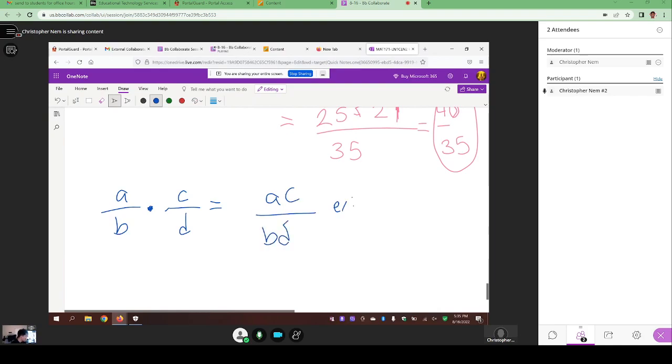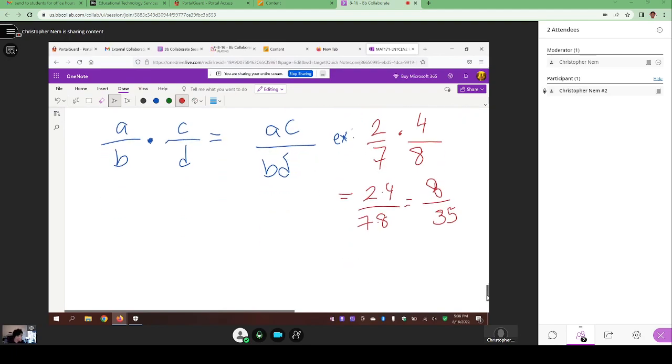Example, let's say we have 2/7 times 4/8. If I wanted to simplify that, we just do 2 times 4 over 7 times 8, which is going to give us 8 over 35. That is it. Multiply the top with the top, the bottom with the bottom. That is how we multiply. Now, I will talk about division because that might cause problems. Subtraction, not too big of a deal. But division, it does cause a lot of confusion. So let's go with that.